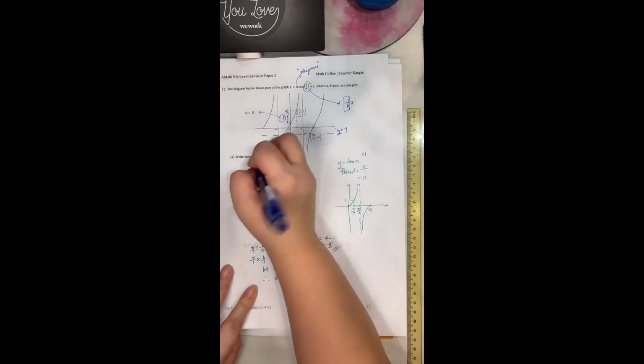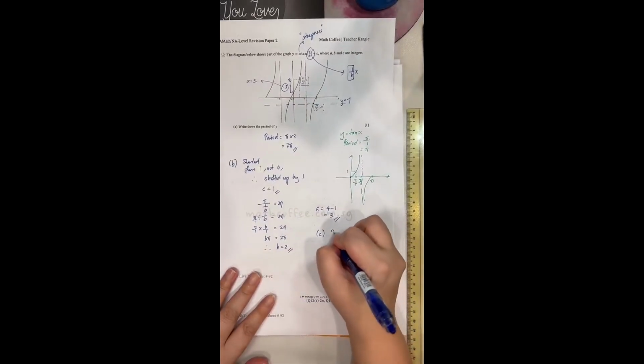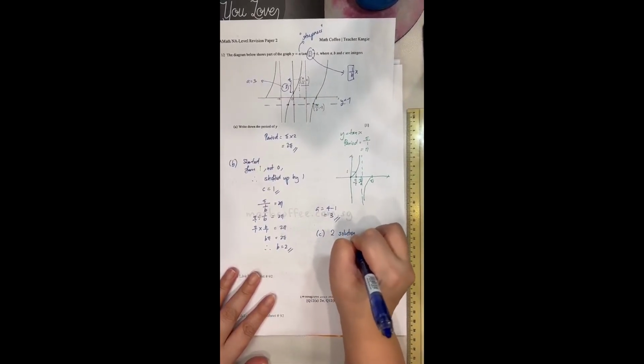So this is part A, this is part B, and then my part C, simply state the number of solutions, so it's 2 solutions. Done.